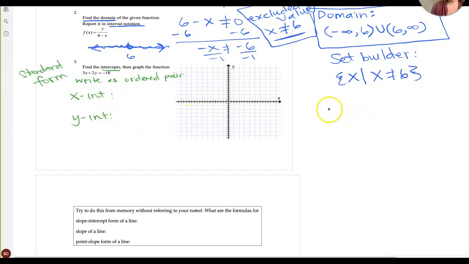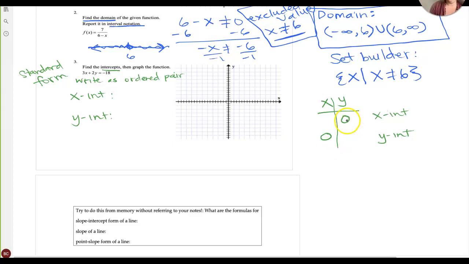When I do this, I like to make a little table of values. So I'm going to say when y equals 0, I'll solve for x, and that's going to give me my x-intercept. And then if I let x be 0 and solve for y, that's going to give me my y-intercept. Is that clear so far? Any questions about that?